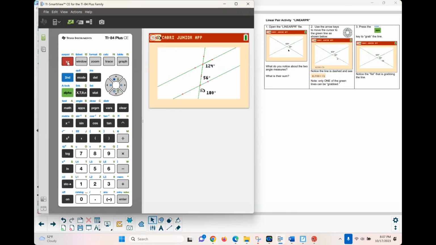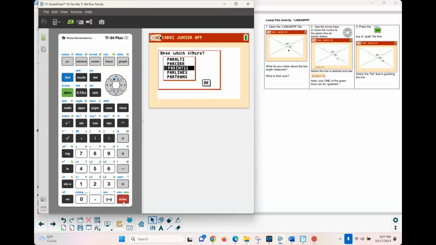I can go ahead and open a file. So I'm going to go ahead and I'm under F1. So I'm going down to open and I'm going to press enter. And I want to find one that's called linear pair. So these are alphabetical. And there we go, linear pair.